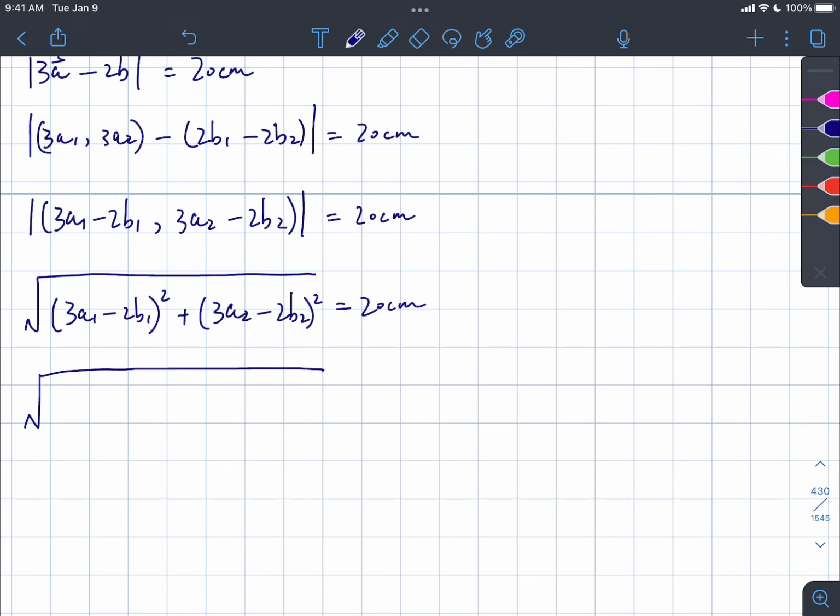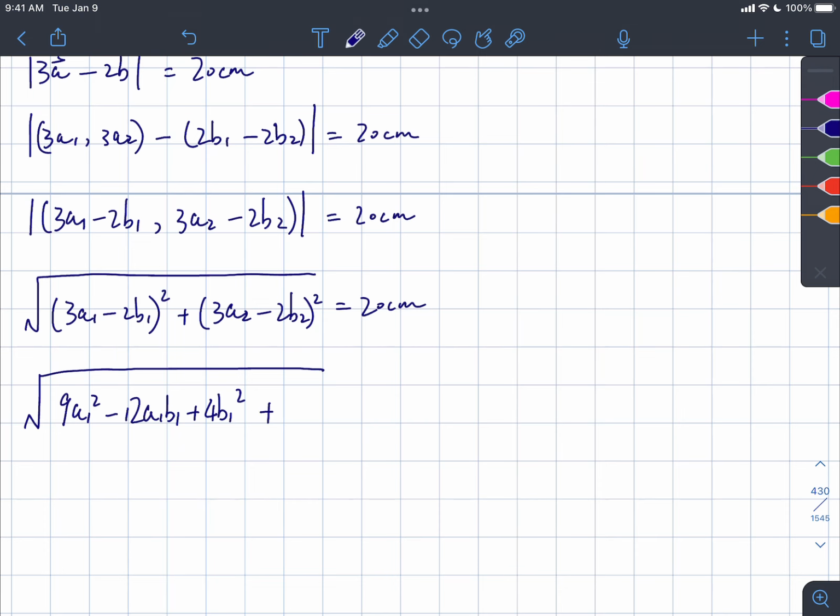Square root again, okay? Now, if you do it fast, this is 9a1 squared minus, I think it's 12, a1 b1, plus 4b1 squared, right? If you cannot do it that fast, just do it slowly. Make sure to have an intermediate step in the middle. But eventually it's going to be like this, okay? And then you continue.